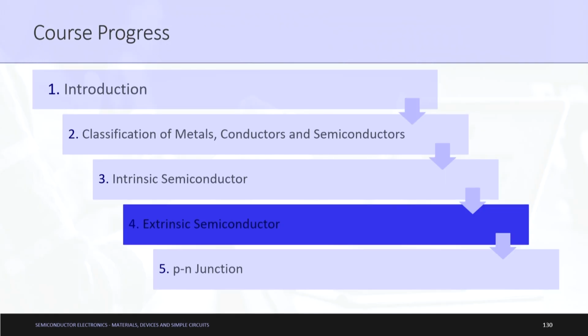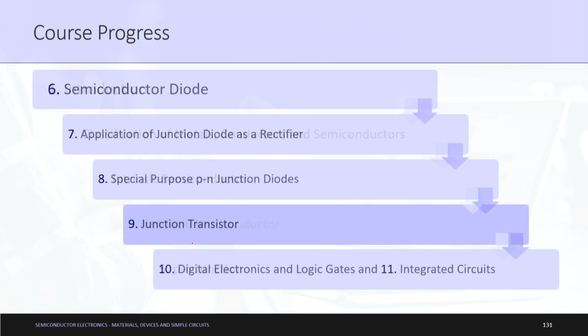So, the course progress for you: we started with the introduction, then classification of metals, conductors and semiconductors, then intrinsic semiconductors, then extrinsic semiconductors, then the PN junction, then semiconductor diodes, and right now we are on the application part, the first application, which is the junction diode as a rectifier. We have completed the half wave rectifier and right now we are on the full wave rectifier.